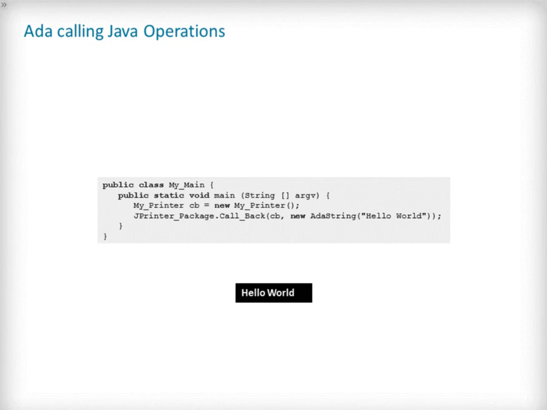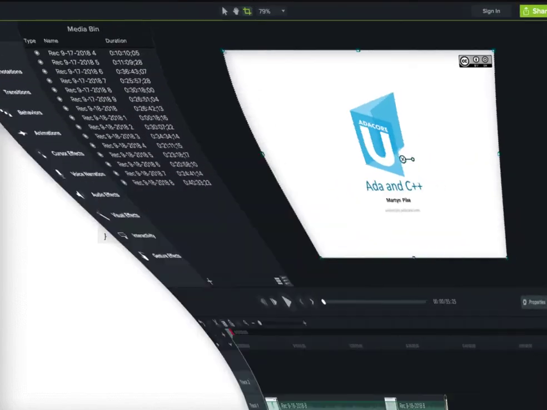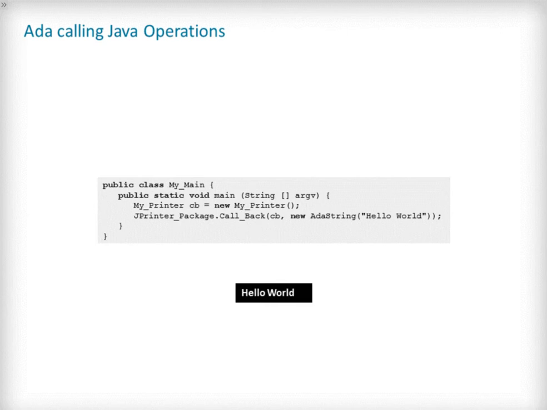Here is the Java main program creating an instance of the callback class that is passed to the callback AJIS subprogram along with a hello world AJIS string. If we were to build and run this program, we would get the string hello world output to the console.